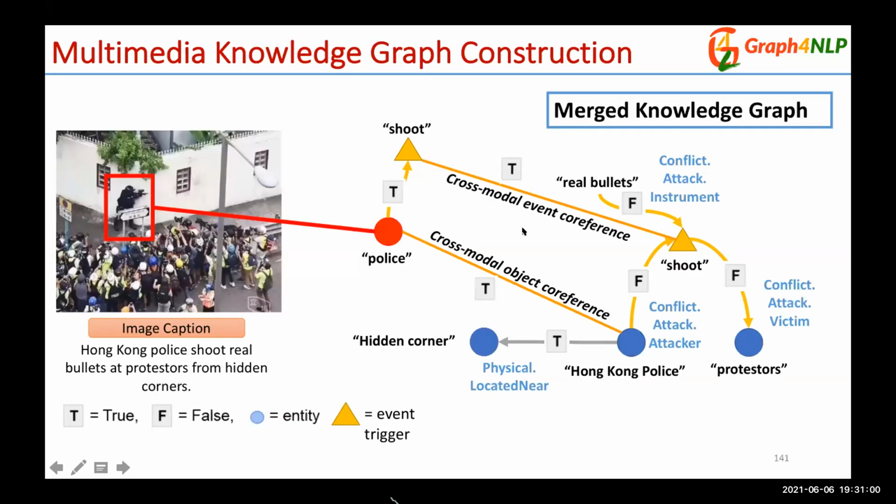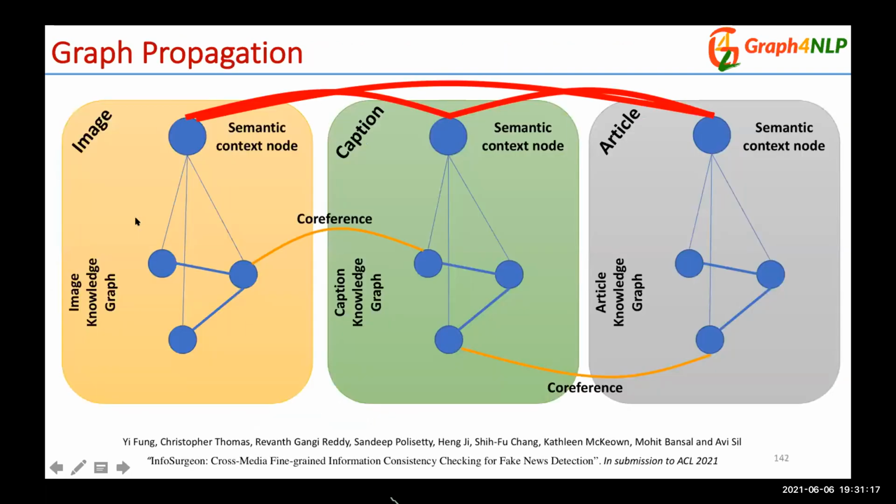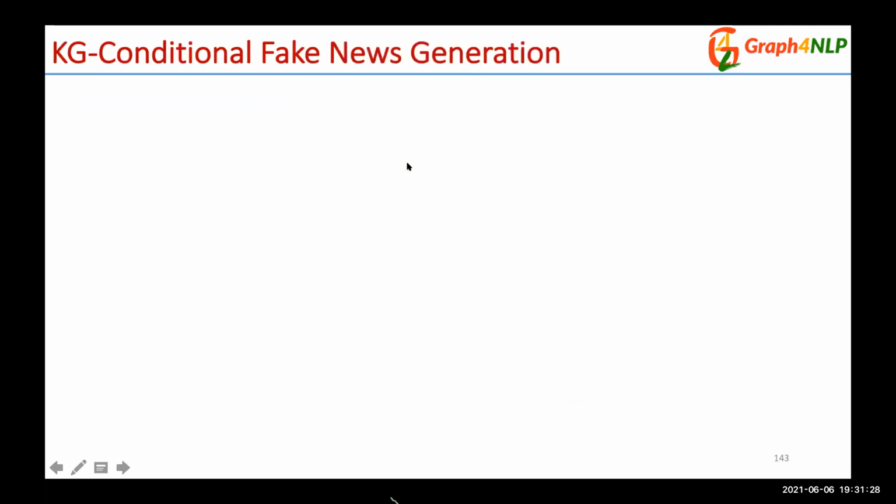So this also requires us to do some sort of cross-media event coreference and entity coreference going beyond the extraction, because we want to make sure that this police node from the text is the same as this bounding box extracted from the image, right? And then we can do graph propagation within each data modality. We can check the consistency, and then we can check across different data modalities whether they are consistent or not.